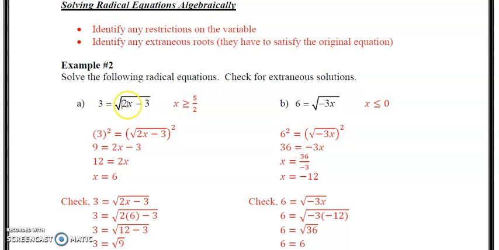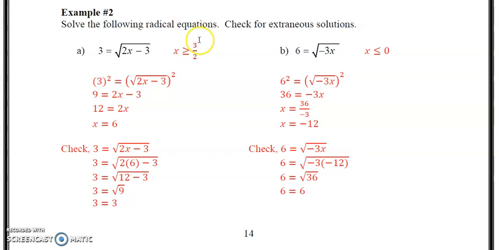Remember your restriction? I did that up here. That actually should be written as 3/2, not 5/2. So that's a typo. I will fix that now. All right, my apologies. Got that all fixed up.